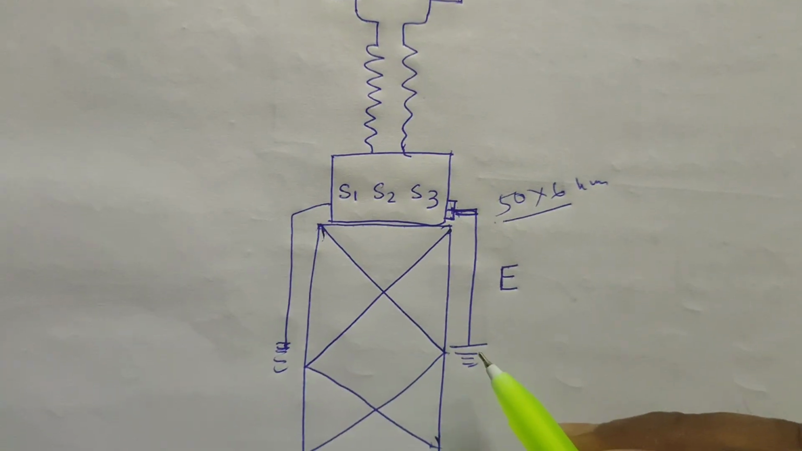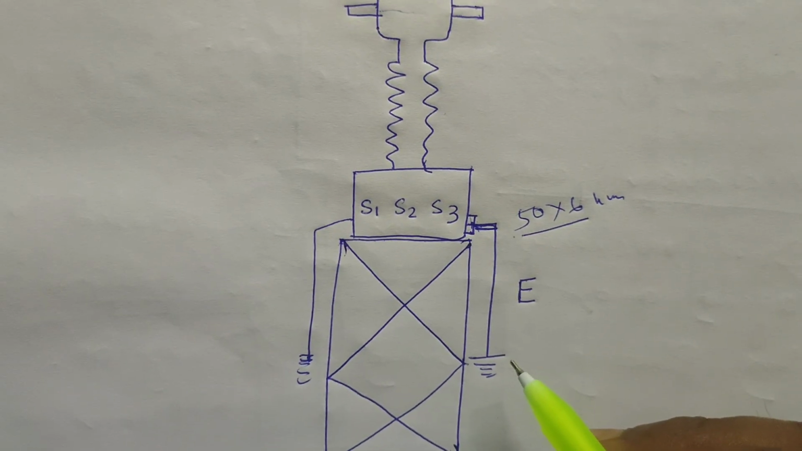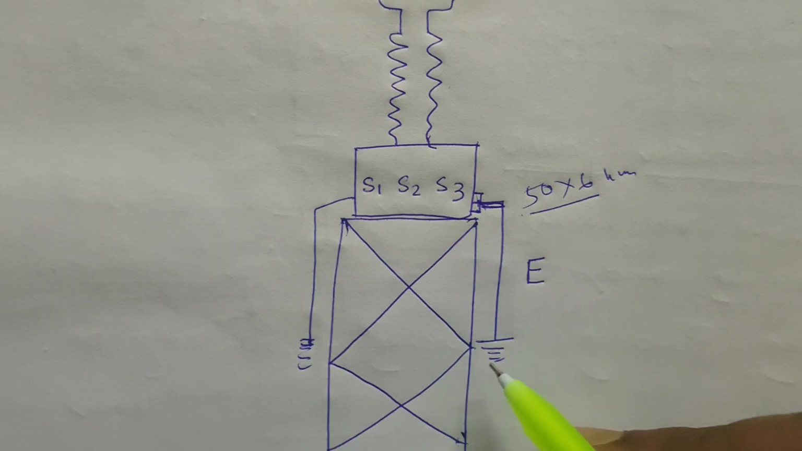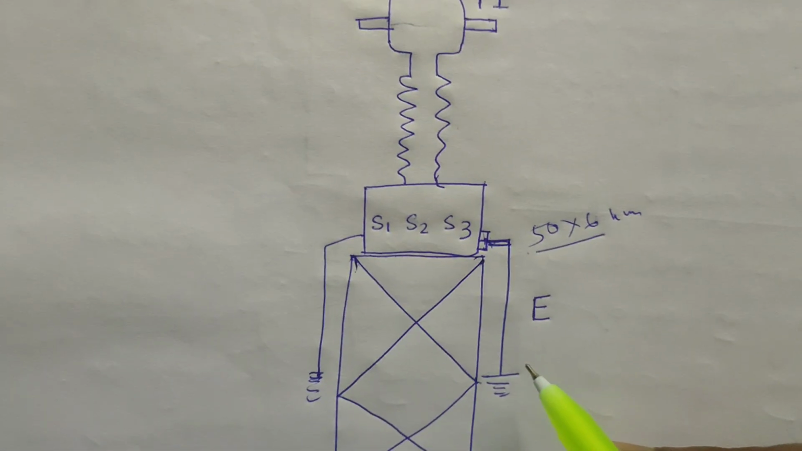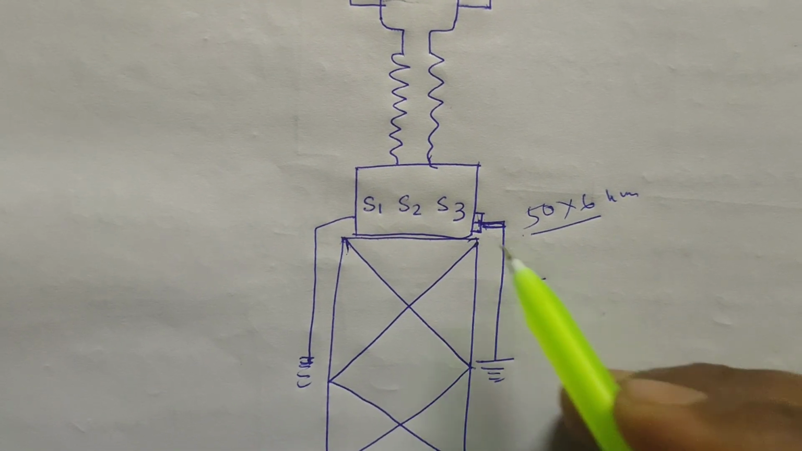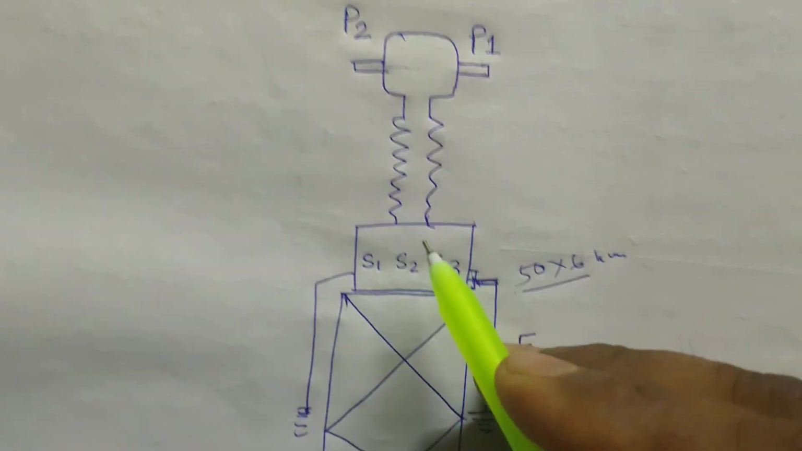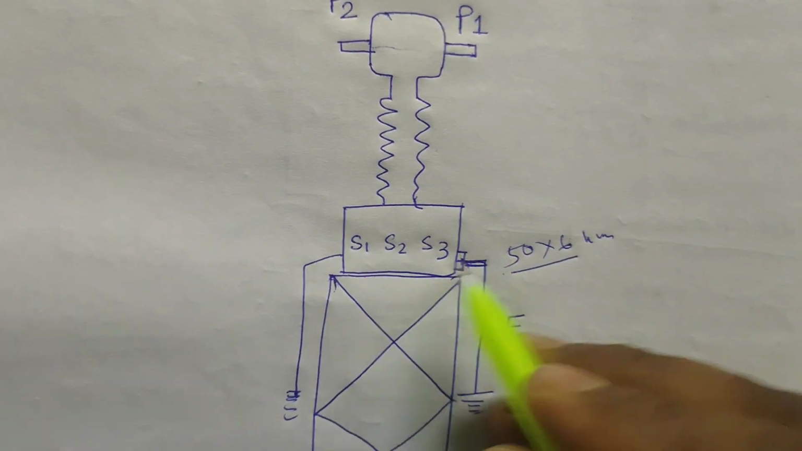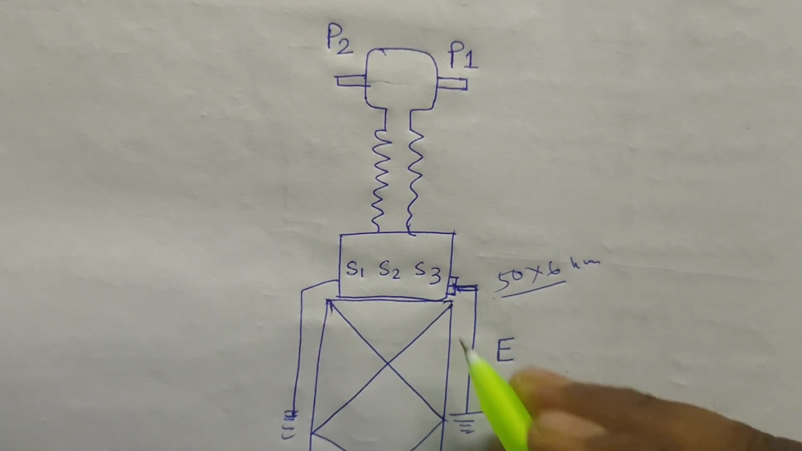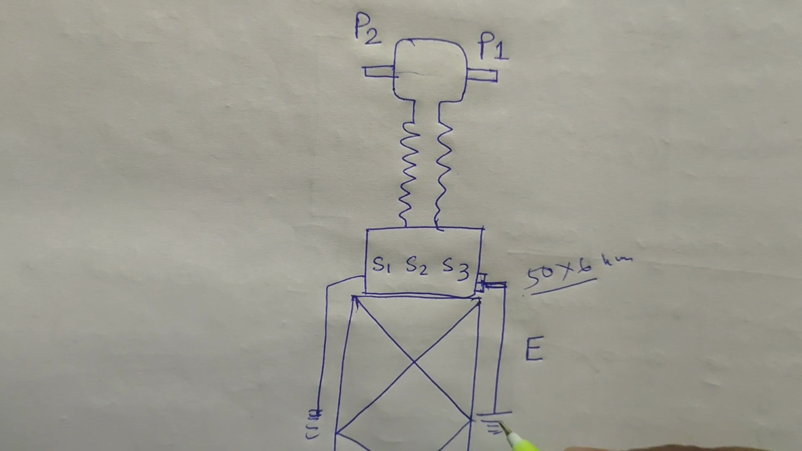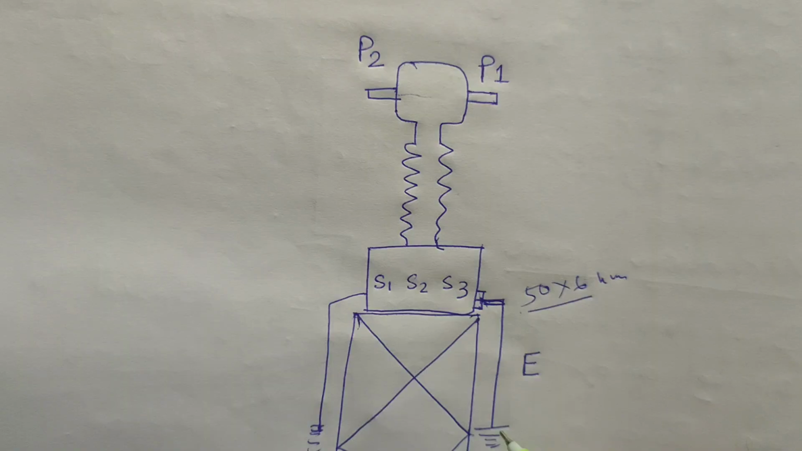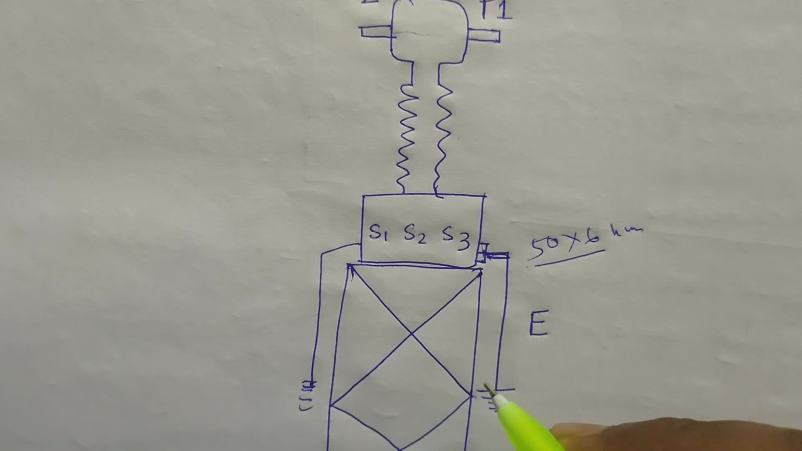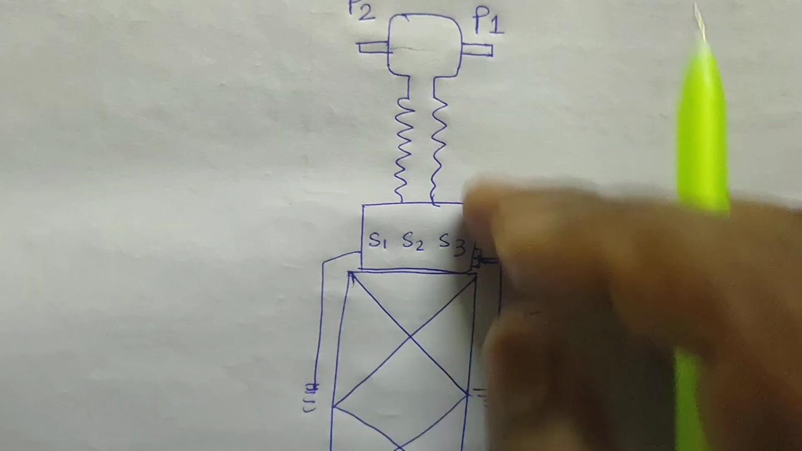So what is the function of this earth? The function of the earth wire is to provide a low resistance path for the fault current to flow to the ground. If any type of fault occurs here, the leakage current will flow through this to the ground. It is a low resistance path for the fault current to flow to the ground, preventing electrical shock for the electricians who are operating these types of devices.